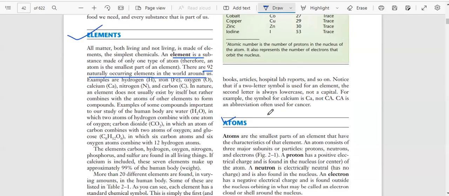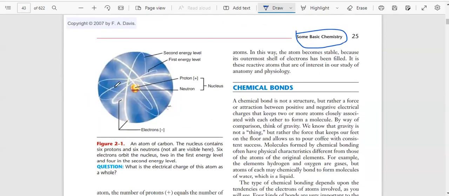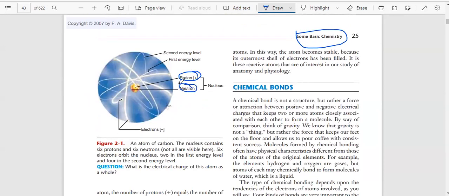Okay, so we talked about the elements. In elements, the smallest particles or smallest parts are called atoms. The subunits of the atoms are proton, neutron, and electron. Proton is positive. Neutron is neutral, and electrons are negative. Protons and neutrons are situated in the nucleus, and electrons revolve around in an orbital pathway.